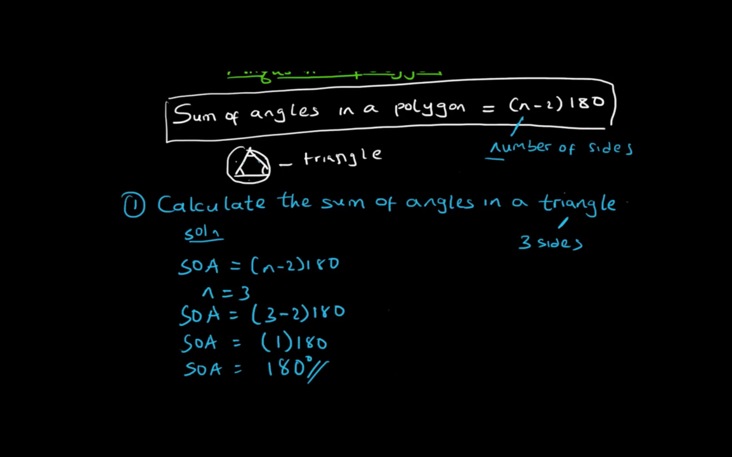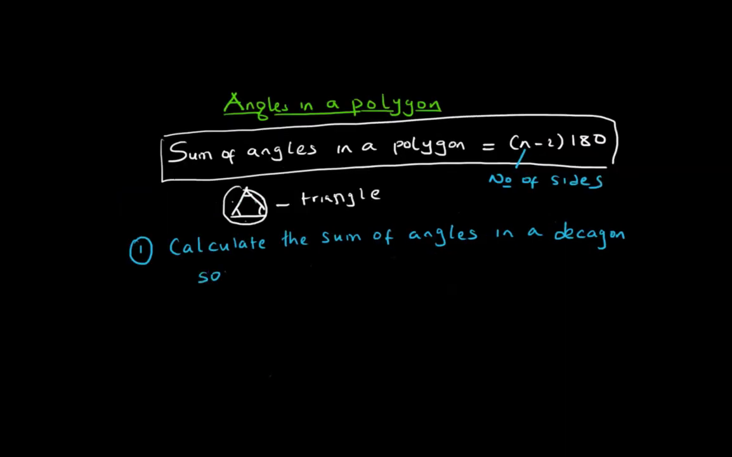What this means is that for every triangle, the sum of angles would equate to 180 degrees, whether it's a scalene or equilateral triangle or isosceles triangle, whatsoever the triangle, the sum of angles in the triangle would be 180 degrees. I hope you understand this. Let's take another example. Let's solve this.